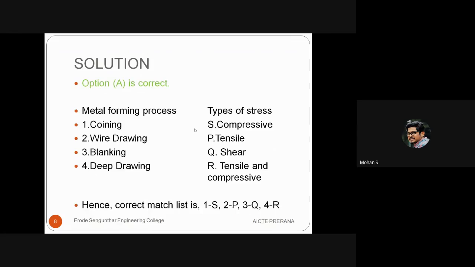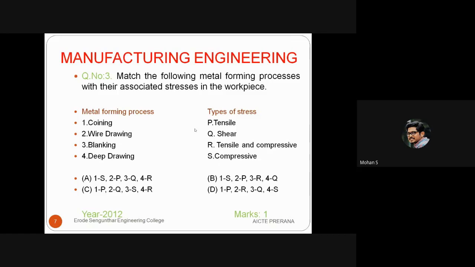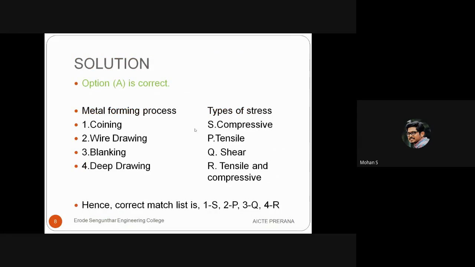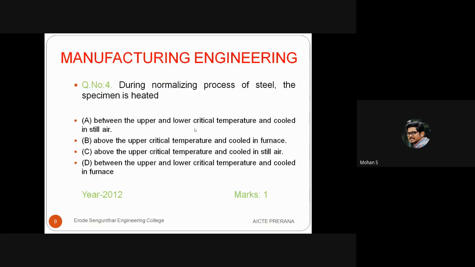Okay, so please make a note. The question is as the following. They have given some metal forming processes on the right hand side and types of stresses on the left hand side. So the option is option 1. Okay, option A is the correct answer. Right. So next, let us move on to the next question.